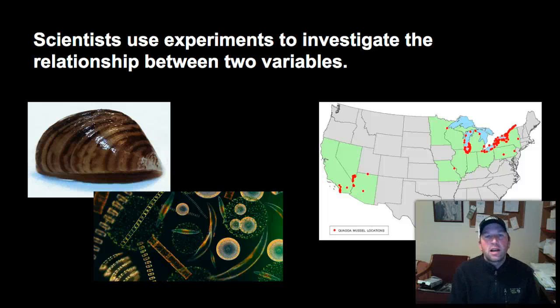Now, variables can be lots of different things. Here's an example. We could ask a question about the distribution of quagga mussels. Quagga mussels are the invasive species that we talked about in Unit 1, and we could look at a variety of factors that might affect their distribution or where they're found. One factor might be the amount of phytoplankton. Quagga mussels eat phytoplankton, and so therefore we could wonder if the density or the amount of phytoplankton in the water affects the number of quagga mussels that we find in a given area.